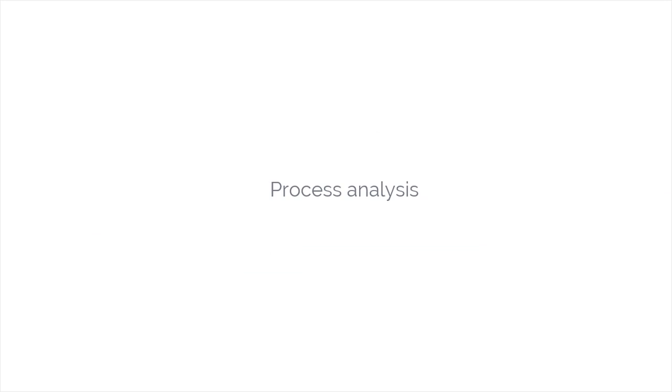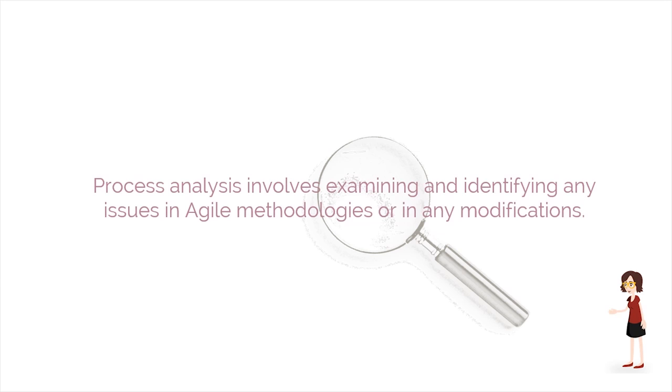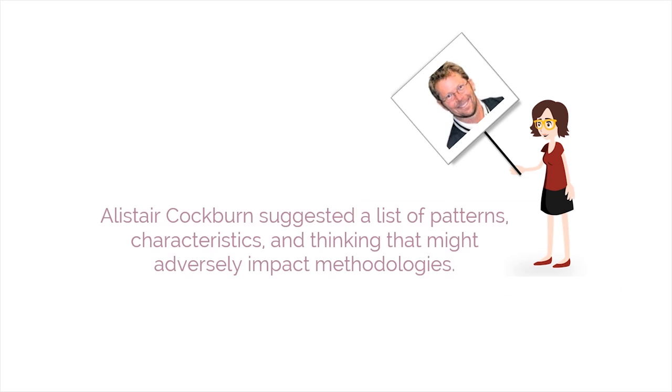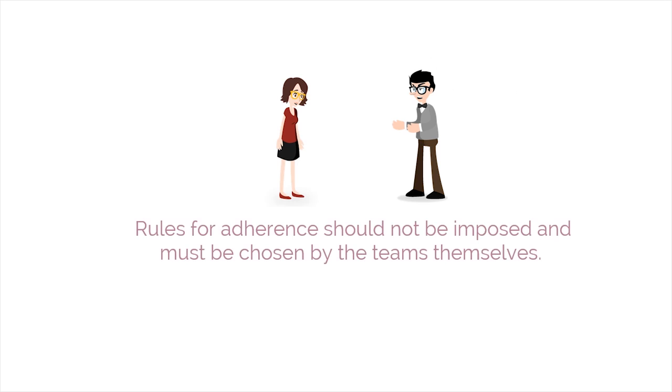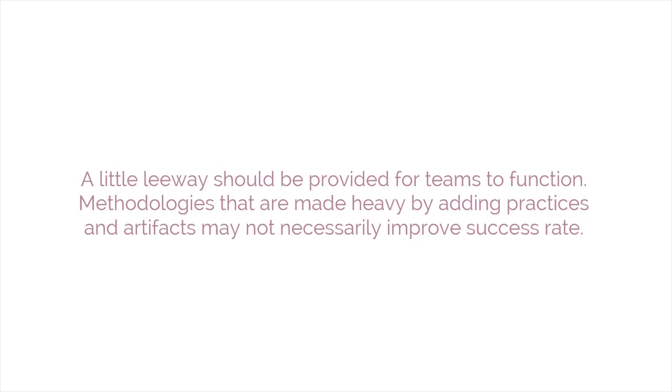Let's move on to process analysis. Process analysis involves examining and identifying any issues in Agile methodologies or in any modifications. Alistair Cockburn suggested a list of patterns, characteristics, and thinking that might adversely impact methodologies. Each project varies in size and might call for different methodologies to be adopted. There is no one-size-fits-all approach. Rules for adherence should not be imposed and must be chosen by the teams themselves. A little leeway should be provided for teams to function.